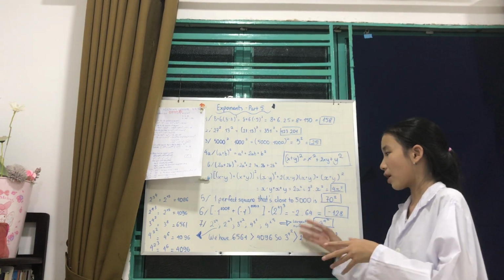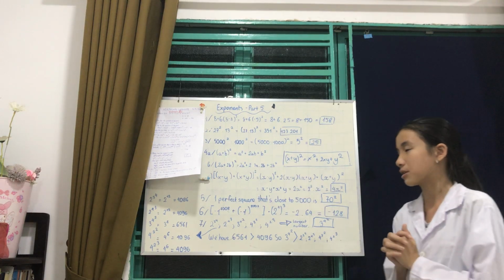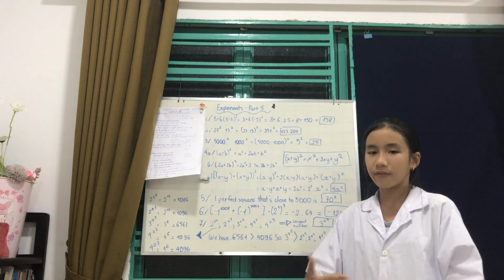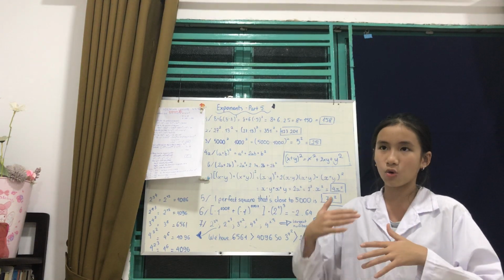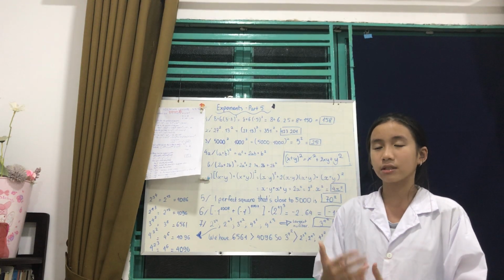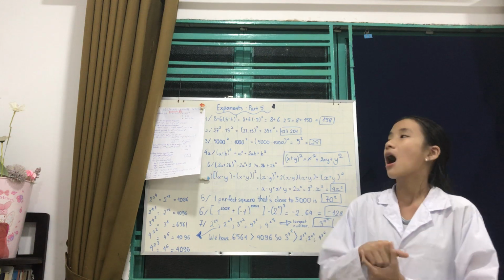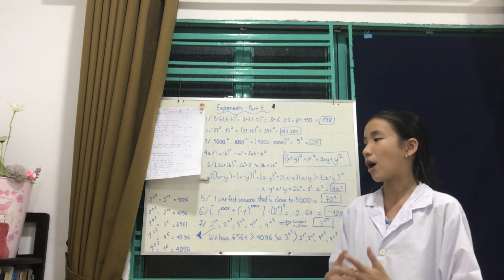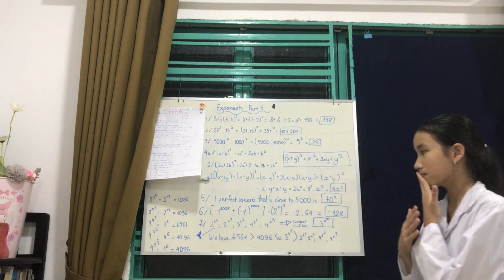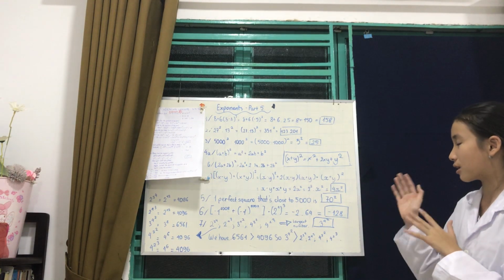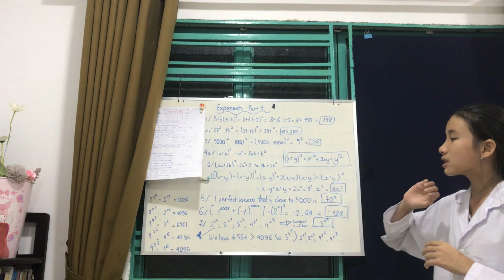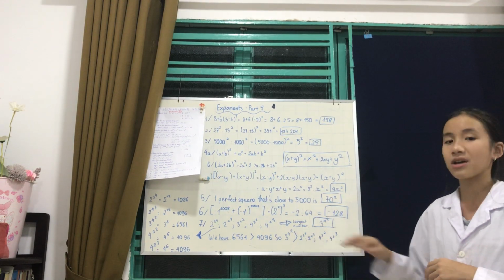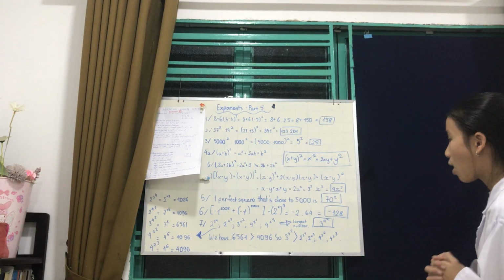So one perfect square that's close to 5,000 is, well, if we think of 70 squared, or 70 times 70, that will equal 4,900. But if we take an example, 41 squared, that will have an answer that is bigger than that. So 70 squared is closer to 5,000 than 71 squared.